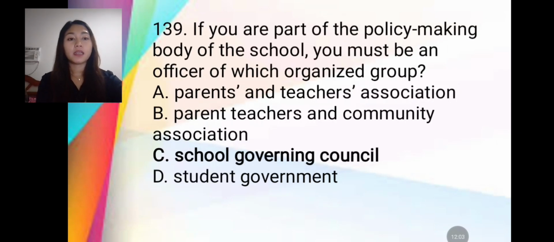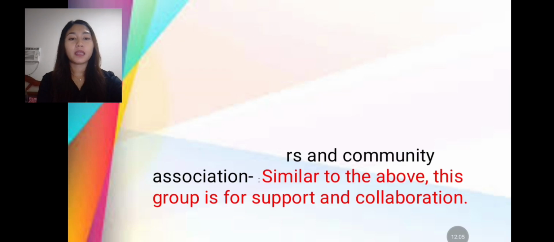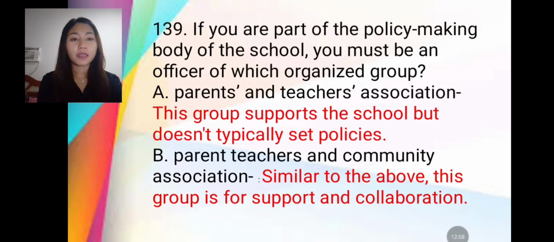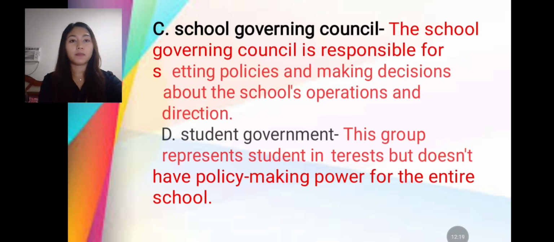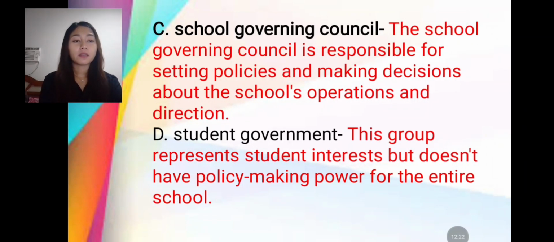School Governing Council. So why not A, B, and D? Letter A, this group supports the school but doesn't typically set policies. While letter B, similar to the above, this group is for support and collaboration. While letter D, student government, this group represents student interest but doesn't have policy-making power for the entire school. So the answer is letter C, because the School Governing Council is responsible for setting policies and making decisions about the school's operations and direction.